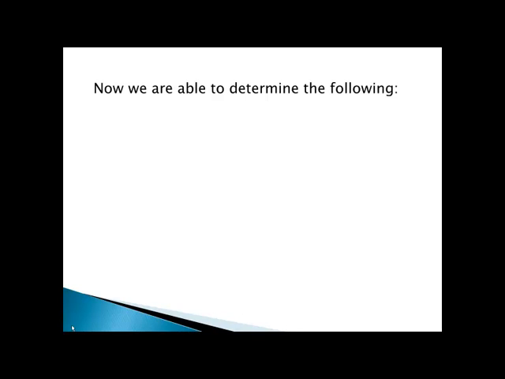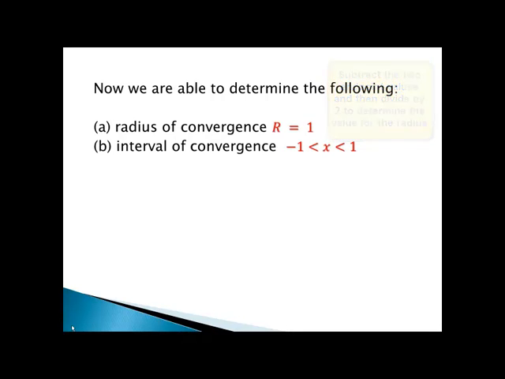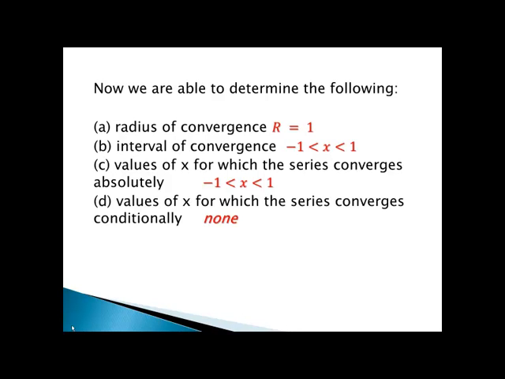So now I'm able to answer the question. My radius of convergence is r is equal to 1. My interval of convergence is negative 1 to 1. Values for which x converges absolutely are negative 1 to 1. And values for which there is conditional convergence, I do not get any.